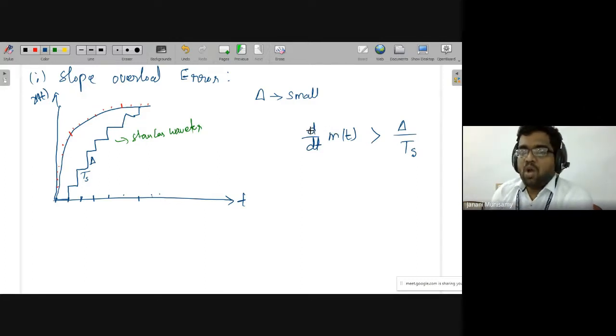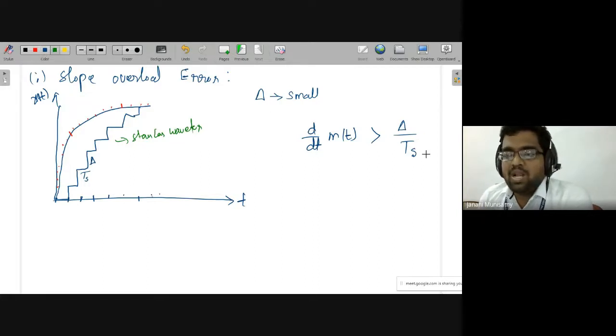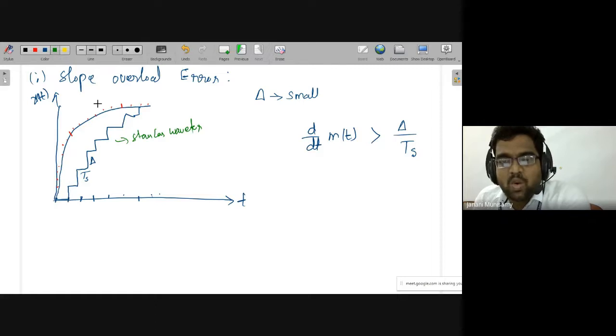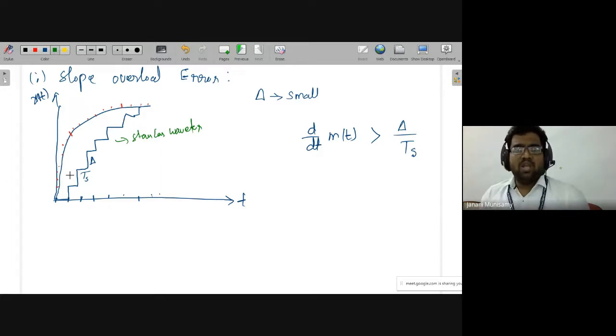So now how to avoid this? Okay, now I want to avoid this slope overload error. The only way is, if you want to avoid the slope overload error, you have to increase your step size. If step size is larger, very easily you can track this waveform. In this scenario, the only way to track the original waveform is to increase the step size. So I'm writing that.